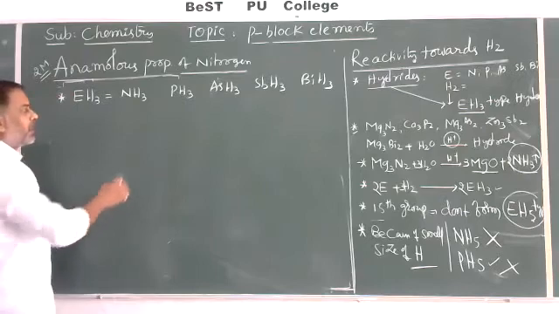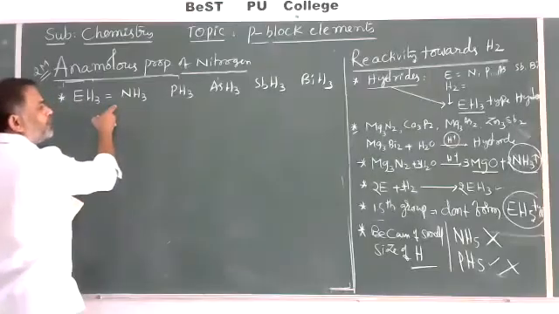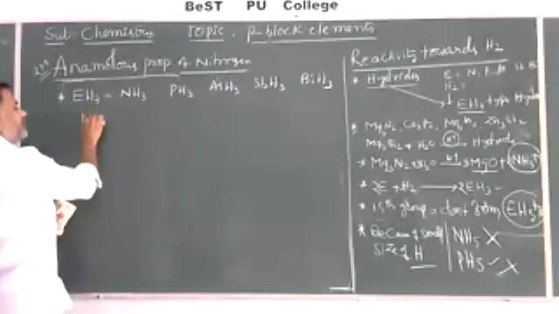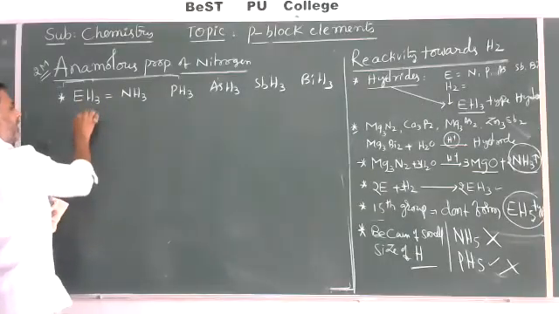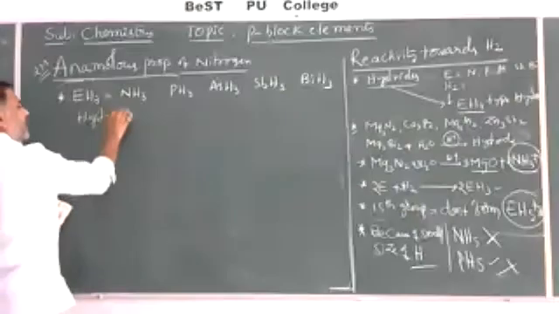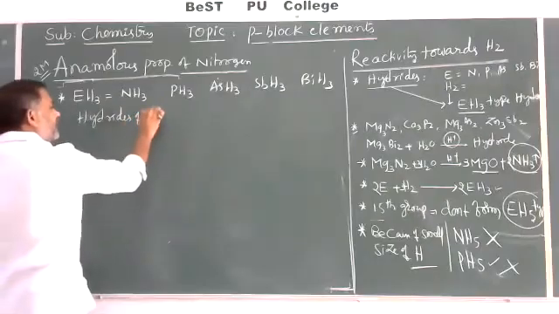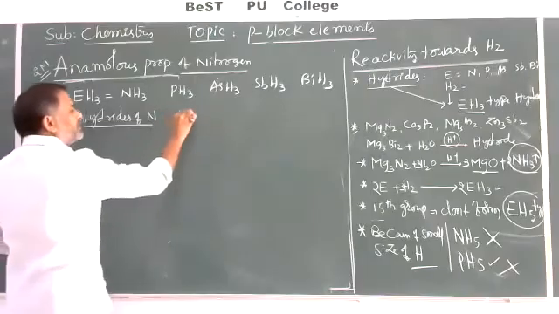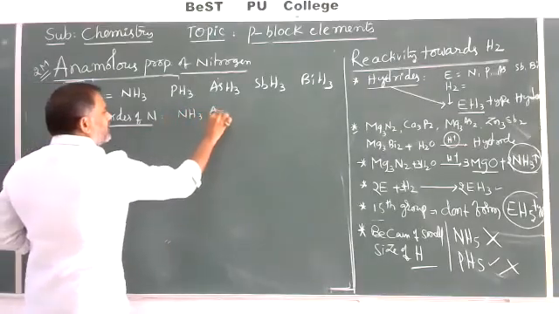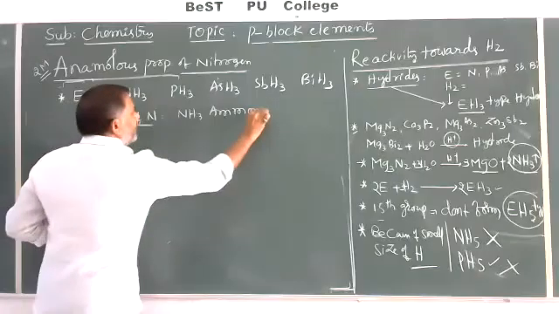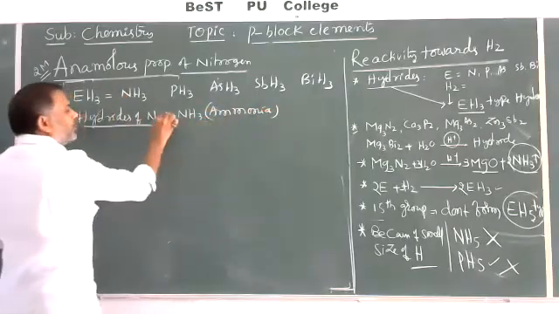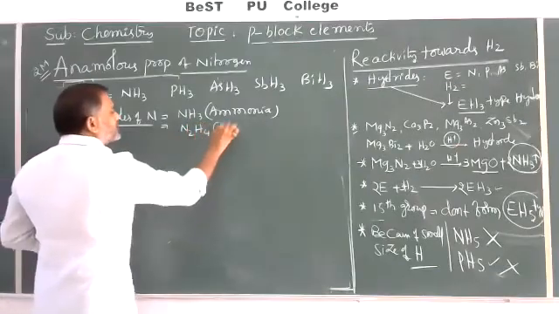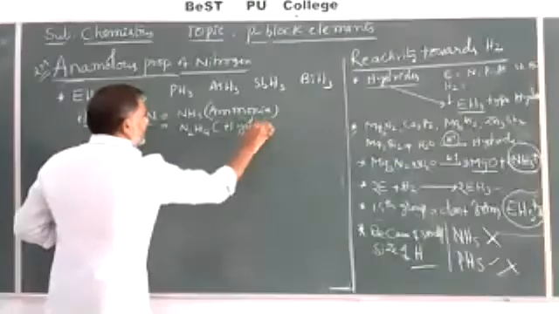Clear? So in 15th group elements, the hydrides, first one is NH3, that is hydrides of nitrogen. In the hydrides of nitrogen N, one is NH3, its name is ammonia. And also one more is there, that is N2H4, which is called hydrazine.